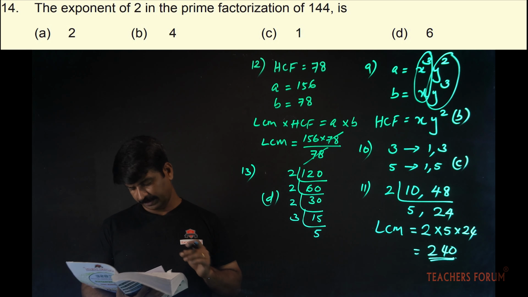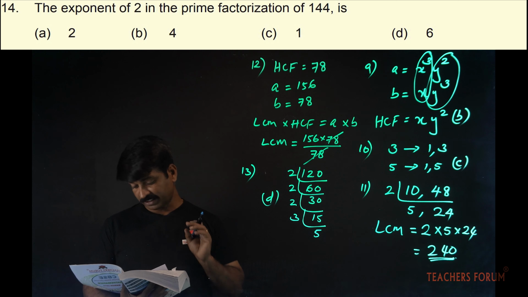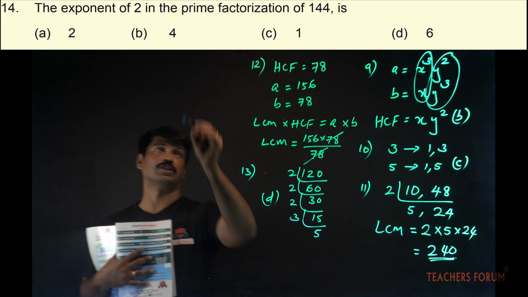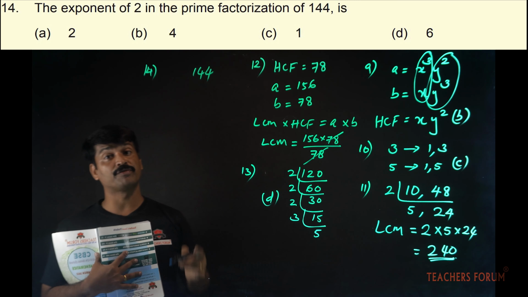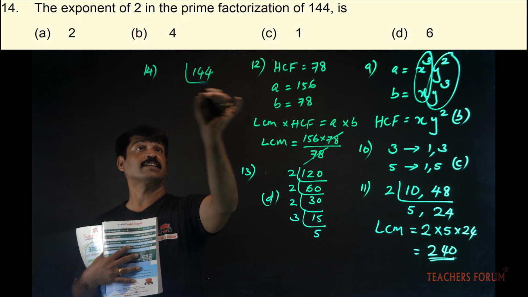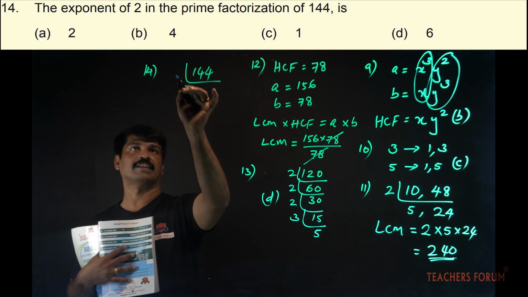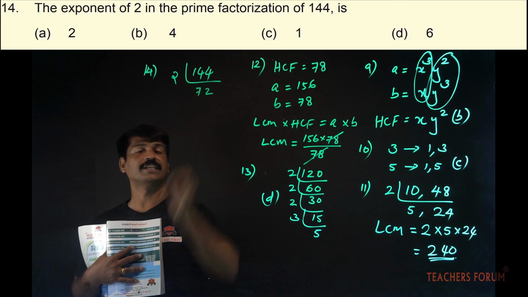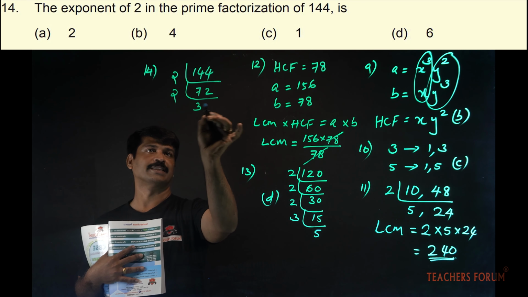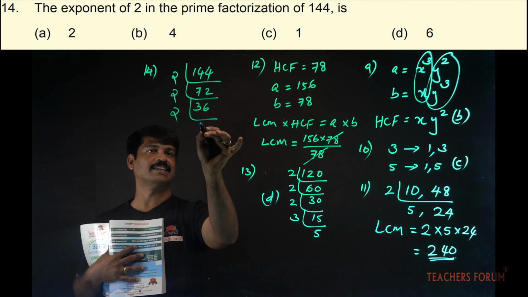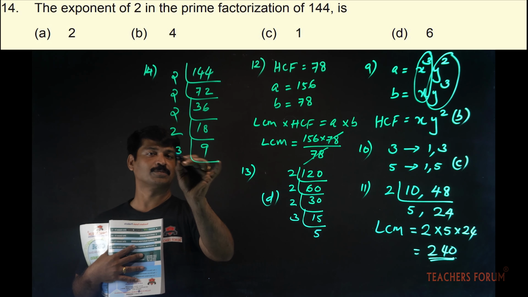Now question number 14. The exponent of 2 in the prime factorization of 144. You have to find the exponent of 2 in the prime factorization of 144. So you have to prime factorize 144. What you will be getting? You will be getting 72 when you divide by 2. Again when you divide by 2, you will be getting 36. Again by 2, you will be getting 18. Again by 2, you will be getting 9. Now it is possible by 3.